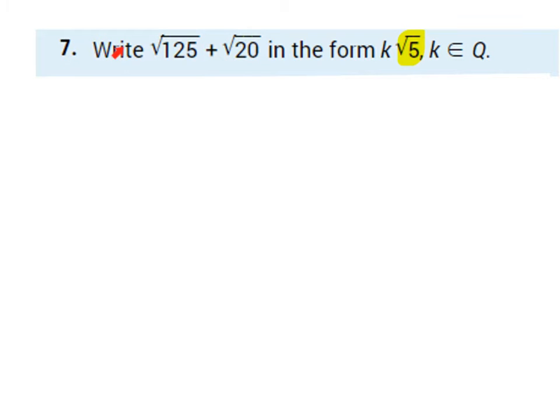Question 7. Write root 125 plus root 20 in the form of k root 5, where k is an element of the quotient set. So we start by writing out root 125 plus root 20, and we want to rewrite each of these as something root 5.